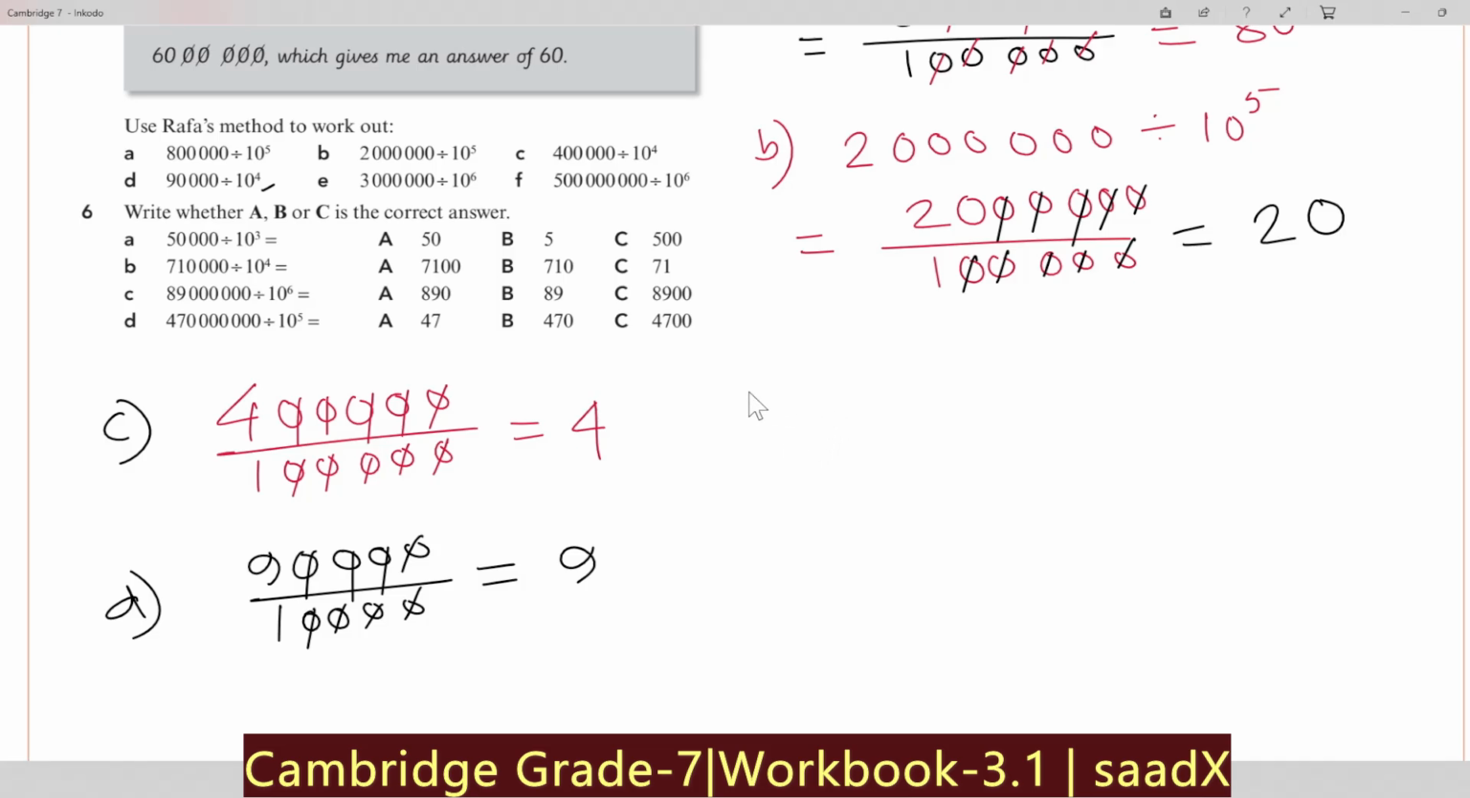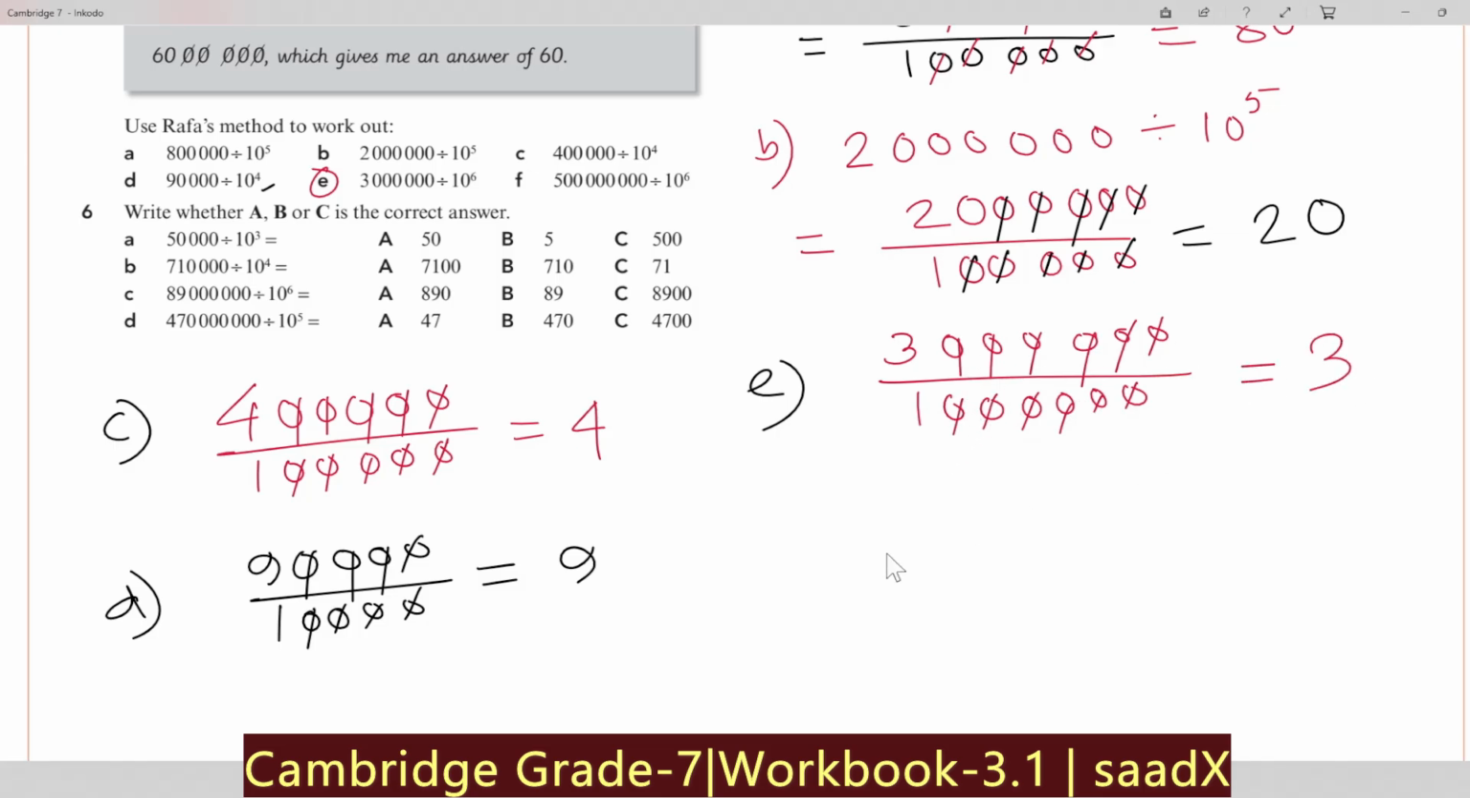Okay, now number E. Here is 3, then 1 2 3 1 2 3. It's a numerator and the denominator is 10 to the power 6. 10 to the power 6 we can write as 1 2 3 4 5 6. So here is 6, all 0s will be out, right? 3 4 5 6, it means only 3 is our answer.